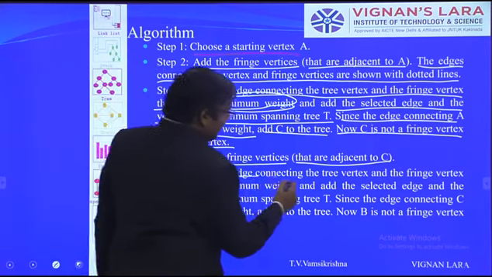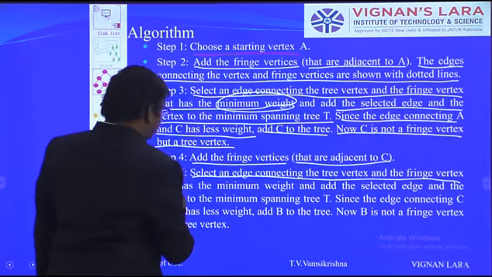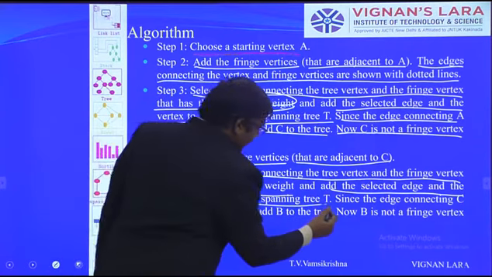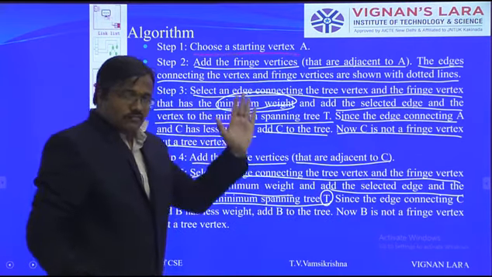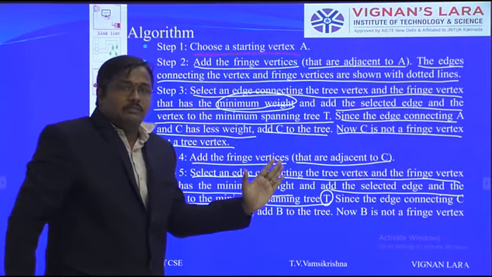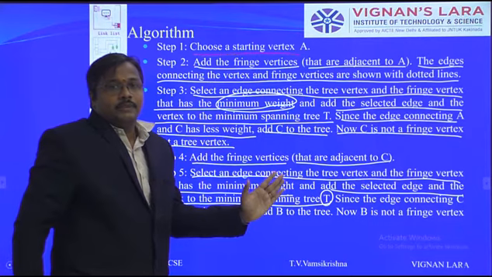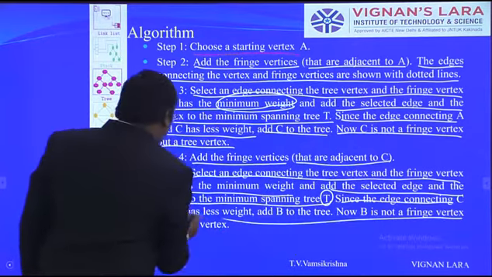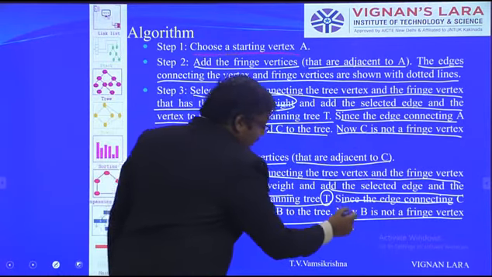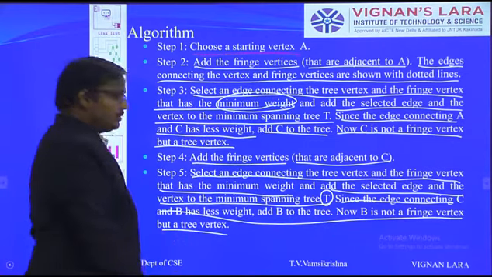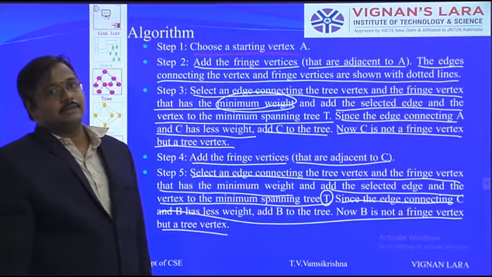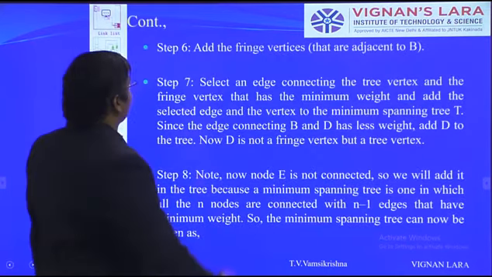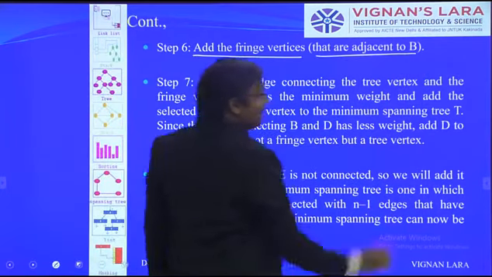So select an edge connecting a tree vertex and a fringe vertex that has the minimum weight, and add the selected edge and the vertex to the minimum spanning tree T. Again, find the minimum cost edge among the dotted lines and add that particular vertex to the minimal spanning tree. Since the edge connecting to vertex B has less weight and B is added to the tree, now B is not a fringe vertex but a tree vertex. Okay? So, repetitively do the same thing. Add the fringe vertices that are adjacent to B also.